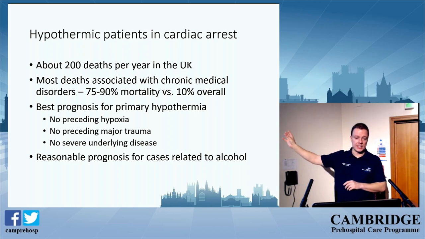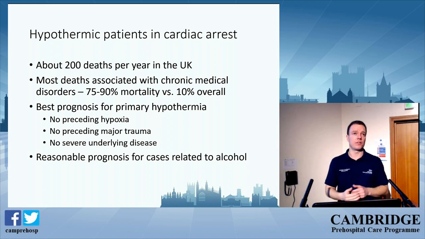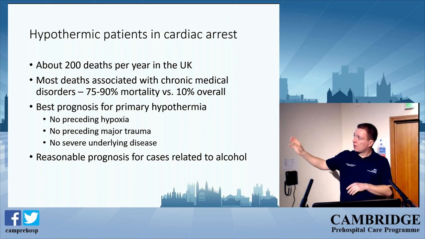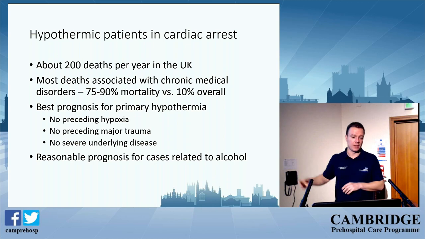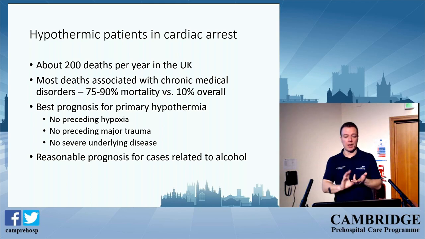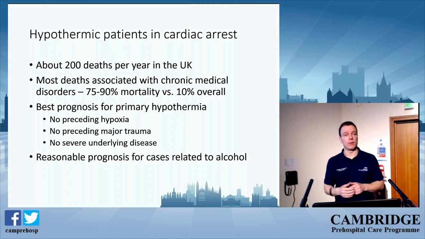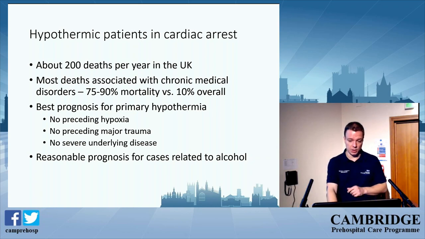A 10% overall mortality suggests that actually there's some really good survivability with the younger patients without those comorbidities. In general, primary hypothermia, which we'll talk about in a minute, has the best prognosis, as long as there's no major trauma, which we've talked about, no preceding hypoxia, so this is around drowning, and no severe underlying disease. And cases related to getting drunk, falling over and being exposed, for some reason, I'm not quite sure why, seem to have a reasonable prognosis. So actually, quite a lot of positives about this diagnosis of hypothermia, something we can do something about and for which the prognosis is actually quite good.